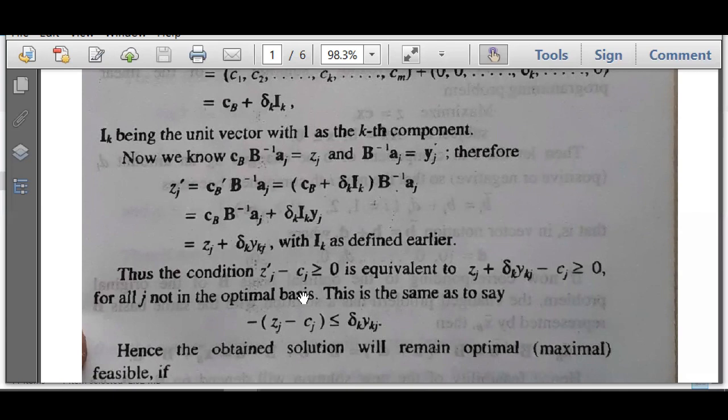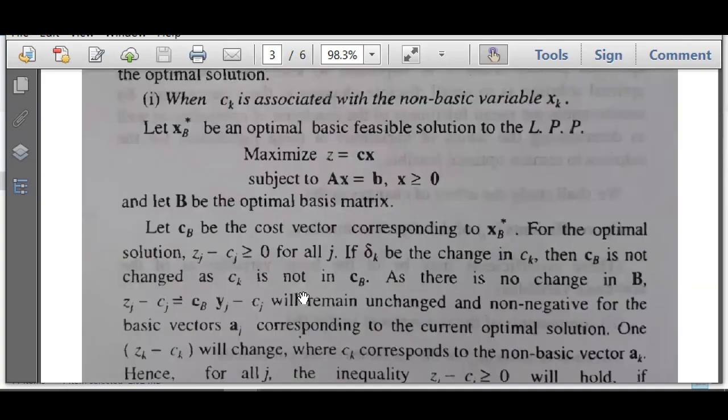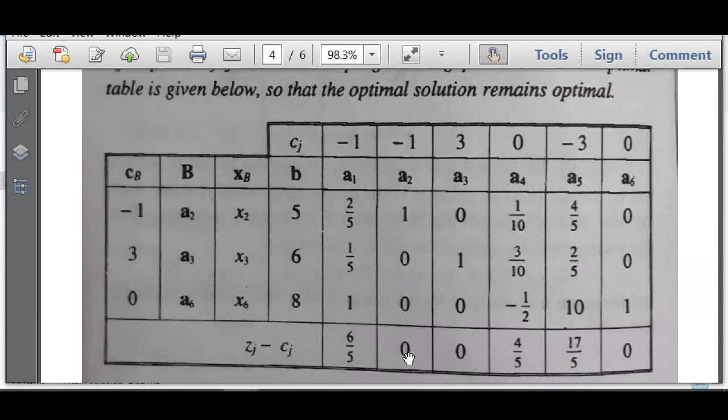Obviously, as I already said, if you consider j from the optimal basis, suppose I consider the C2 variable in this table, it is already part of the basic solution. So Z2 minus C2 is already 0 here, Z3 minus C3 is 0, Z6 minus C6 is 0. There is nothing you can change here.